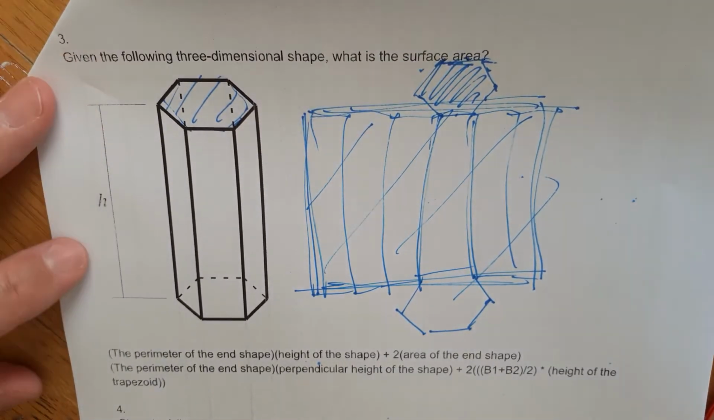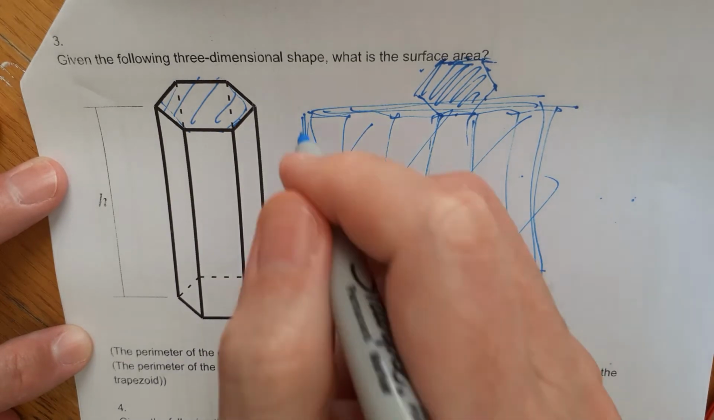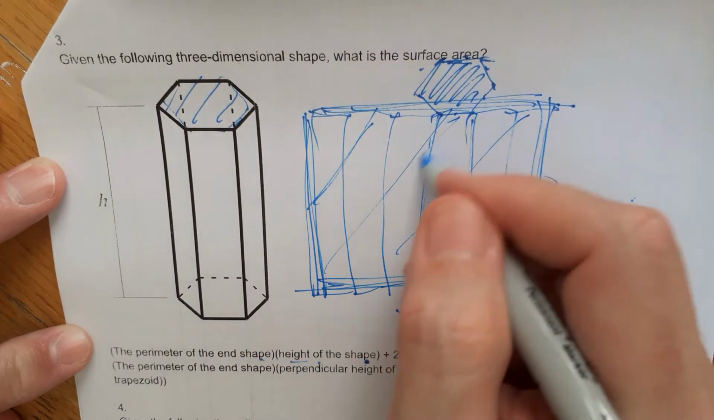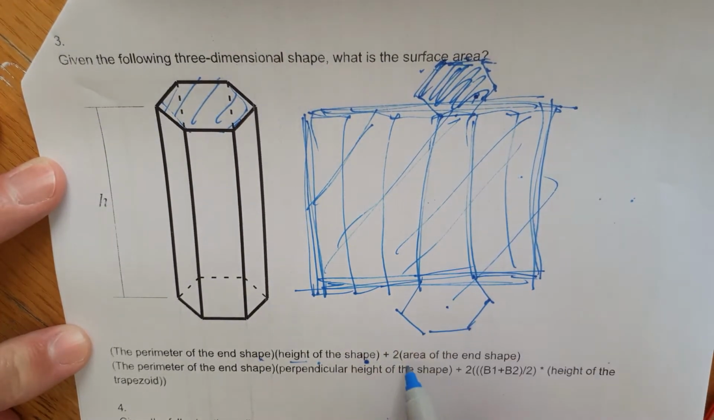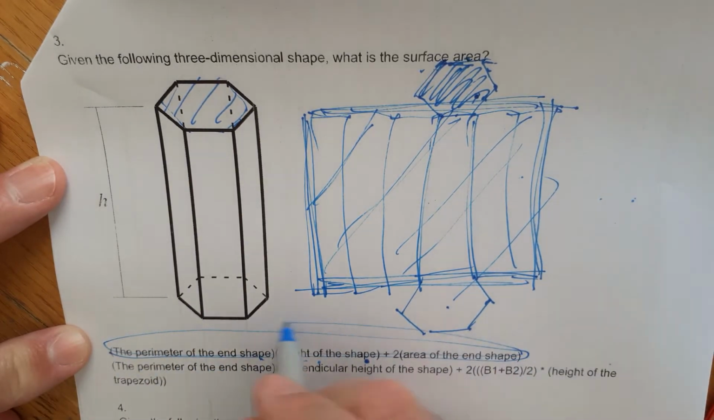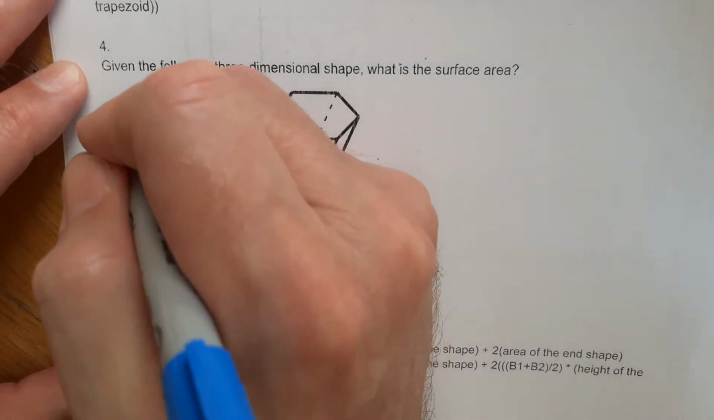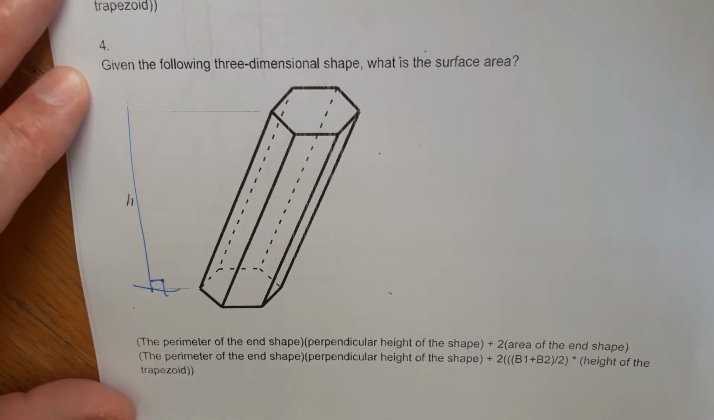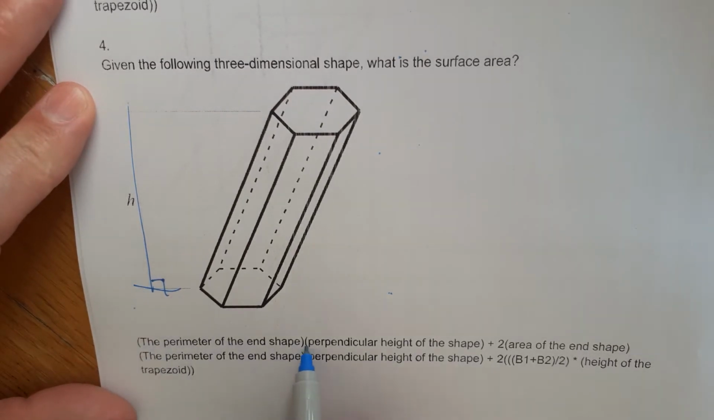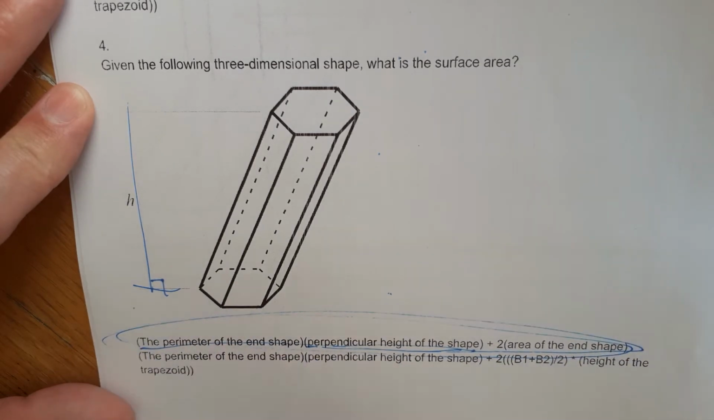So sure enough, that's what they're showing us on the last problems and on this one. The perimeter of the end shape times the height of the shape. That would give us this box, this rectangle, all this area. And then 2 times the area of the end shape. So find the area of one of these, multiply by 2, and now we're going to have the surface area of this shape. The next illustrates that even if it is oblique, as long as we're dealing with a perpendicular height, then the formula for calculating the surface area is exactly the same. The perimeter of the end shape times the perpendicular height plus 2 times the area of the end shape. Same exact thing as long as we're using perpendicular height.